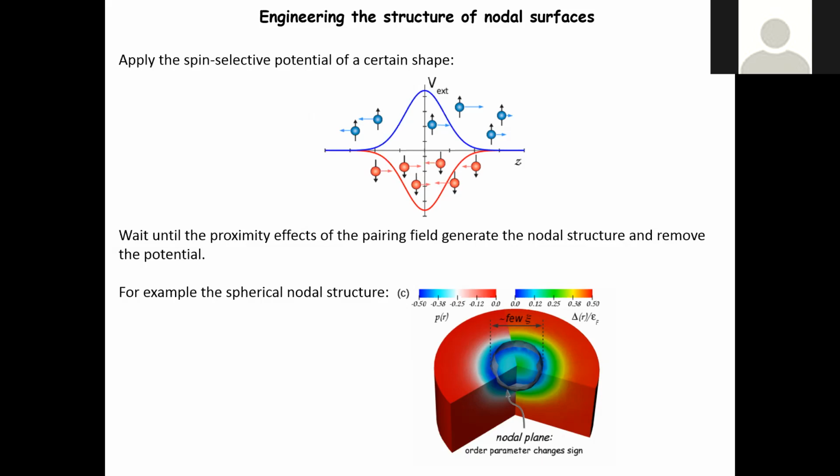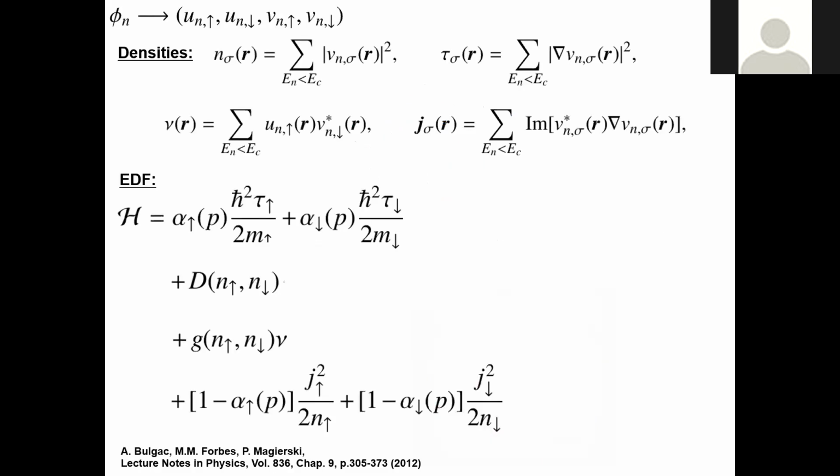So the pairing field, which is large here, goes to zero at the nodal point, and then changes its sign and becomes non-zero here, but has phase different by pi from this configuration here. And the maximum of the polarization is where the nodal points are, because of this Andreev effect. Okay, so we would like to generate such a configuration dynamically.